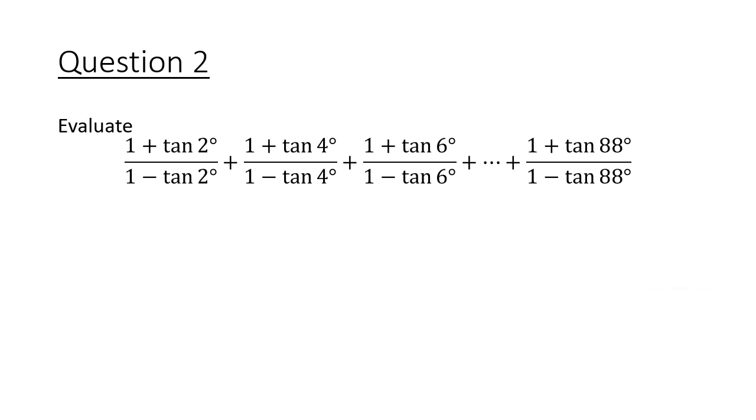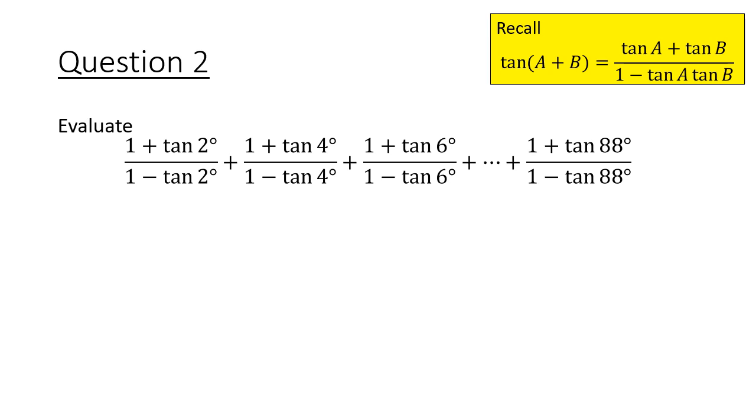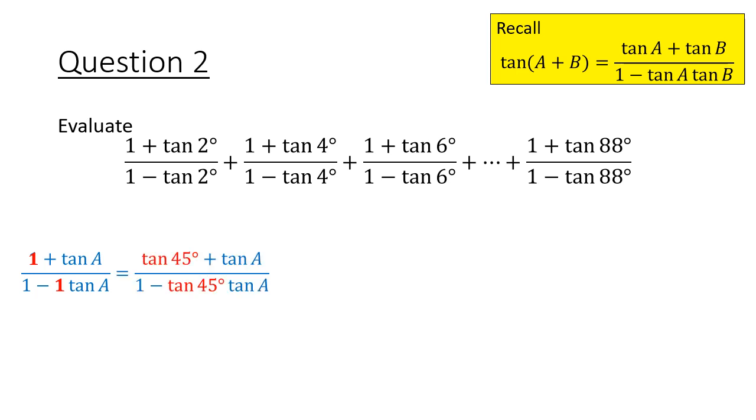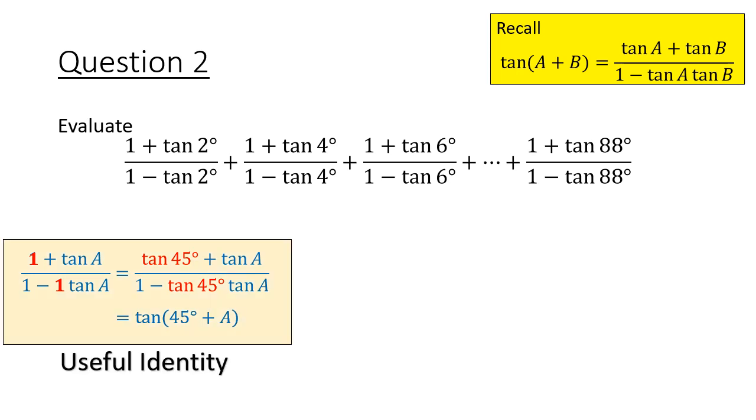Now there's a neat little trick when we see something like 1 plus tangent A over 1 minus tangent A, because this closely resembles the addition angle formula for tangent. Now if we just add a times 1 in the denominator, we can convert the 1 into tangent 45 degrees and then apply the addition angle formula to give us tangent 45 degrees plus A. And we'll be using this useful identity throughout this question.